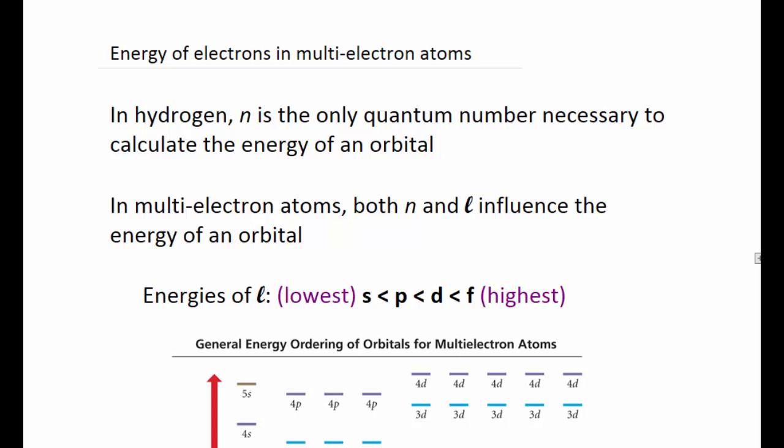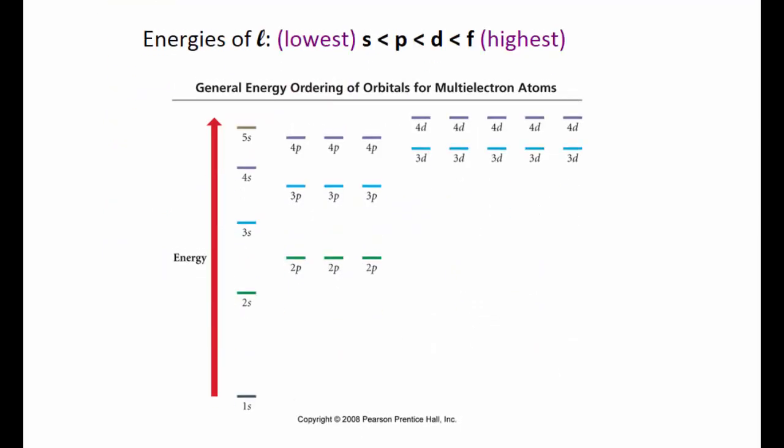Now, like we said, in hydrogen, n is the only quantum number necessary to calculate the energy of an orbital. But in multi-electron atoms, both n and L influence the energy of an orbital. And L goes from s to p to d to f for the different orbital types, just like we said, from lowest in energy to highest in energy. And this little chart right here shows us, from lowest energy to highest energy, what all of the subshells have for their energies.